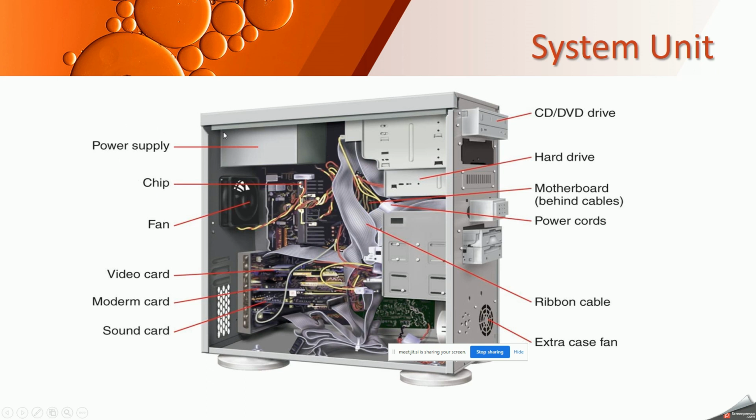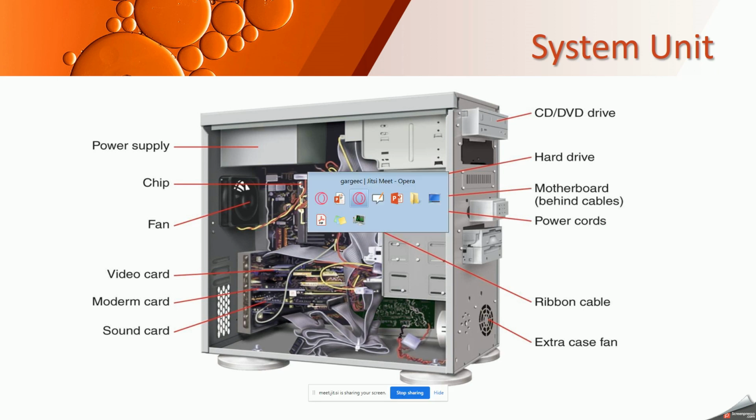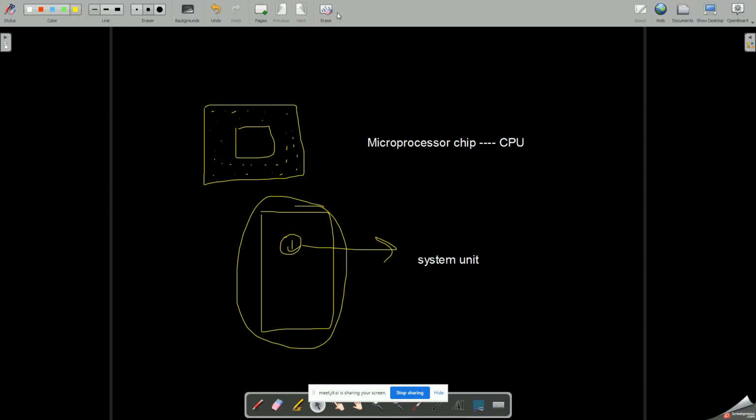Power supply, the SMPS box is there, ribbon cable is there. Okay, so this SMPS is for your power supply. SMPS, that is switched mode power supply. I'll give you the full form.